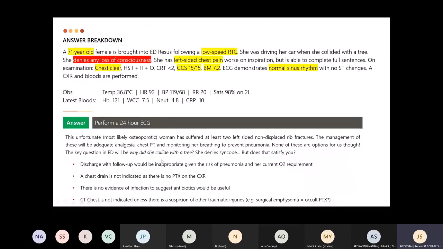The key question here is, why did she crash her car? Because most people don't drive around and then just suddenly collide with a tree. And what you will learn when you start doing F1 jobs is that if patients say, "Oh, I didn't lose consciousness," it doesn't mean that they didn't lose consciousness. It just means that they don't remember losing consciousness. So we need to think about, why did this person drive her car into a tree?